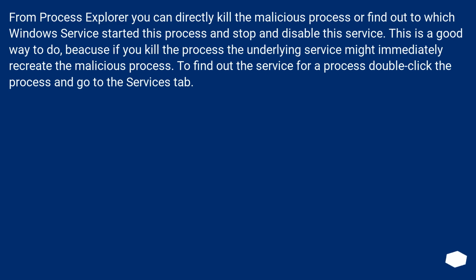From Process Explorer you can directly kill the malicious process or find out which Windows service started this process and stop and disable this service. This is a good way to do it. If you kill the process, the underlying service might immediately recreate the malicious process. To find out the service for a process, double-click the process and go to the Services tab.